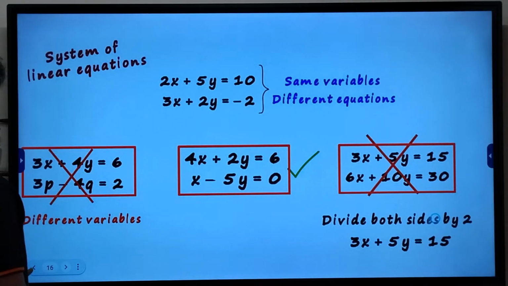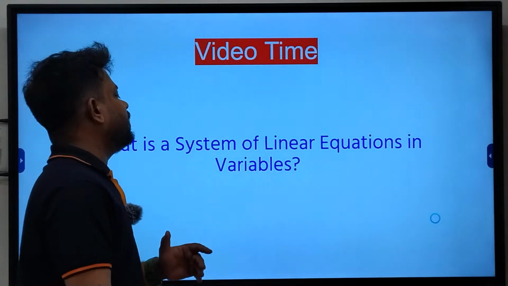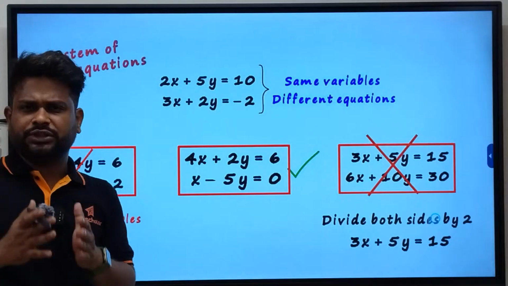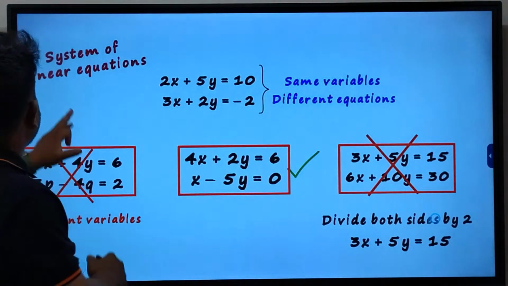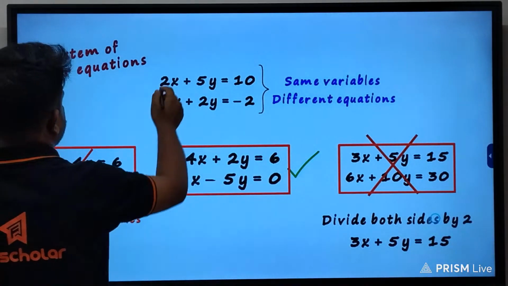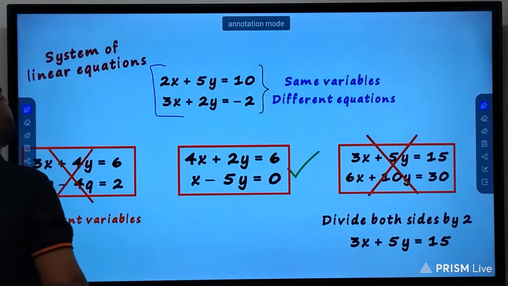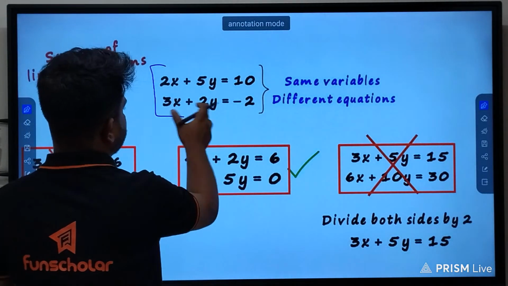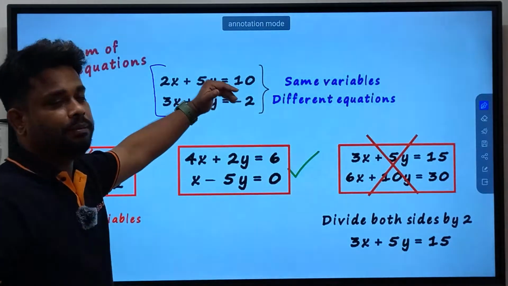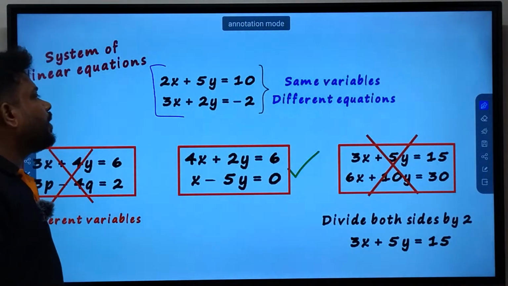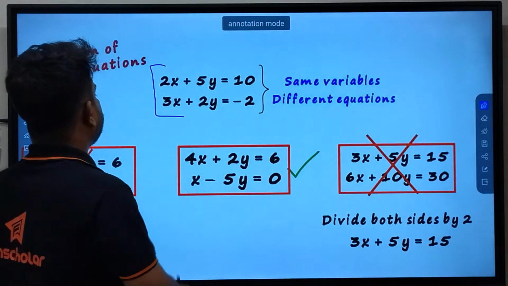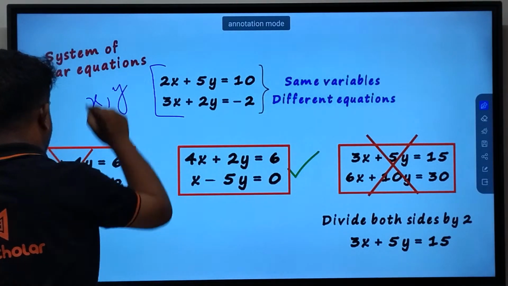Okay, so what is a system of linear equations in variables? It has a video, but if we don't watch the video, you can watch it at home peacefully. So let's just understand the content of the video. If we are given two examples like 2x plus 5y equals 10 and 3x plus 2y equals minus 10, they have the same variables but make two different equations. So how can we solve these two equations to find the values of x and y?